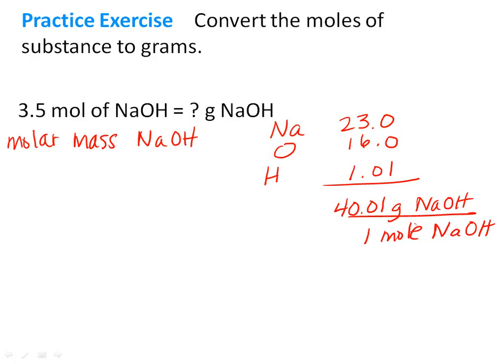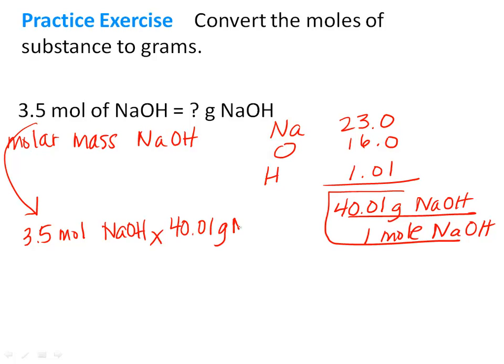It's the mass over 1 mole of that substance. So I start with what I'm given. I have 3.5 moles of NaOH. I need to use my conversion factor where moles is in the denominator. So I can use it just like it is, right?